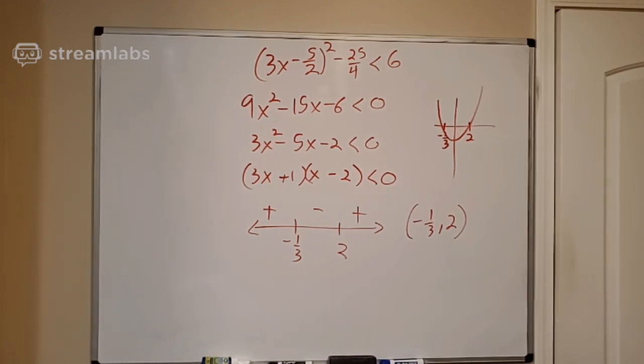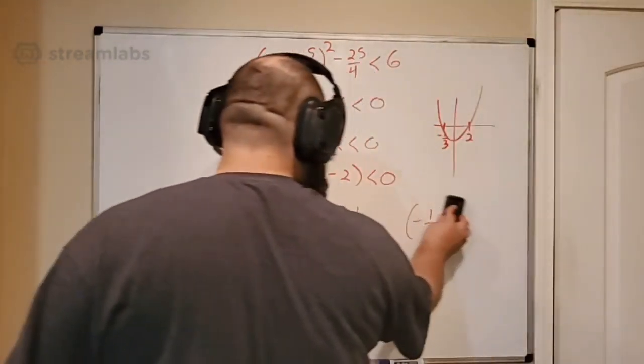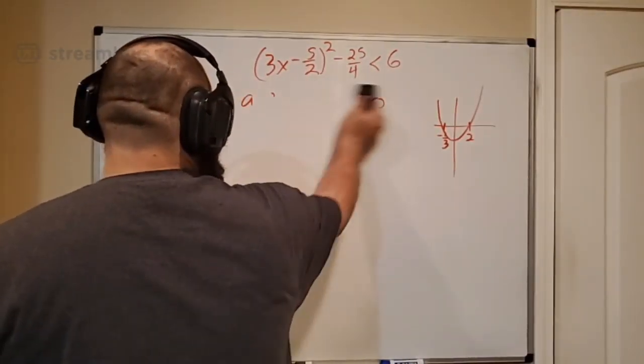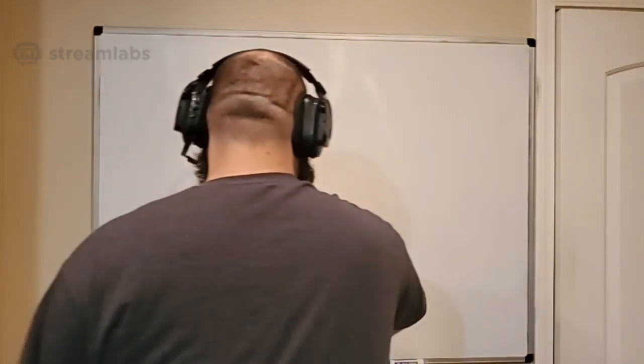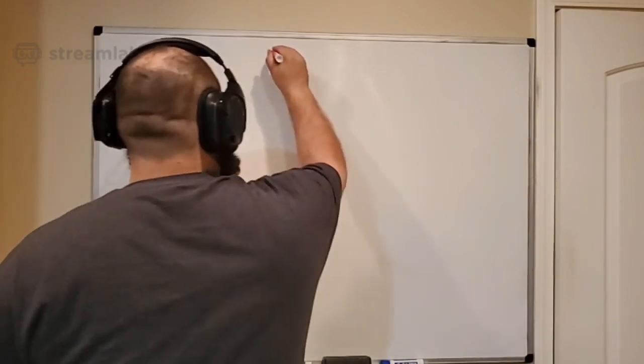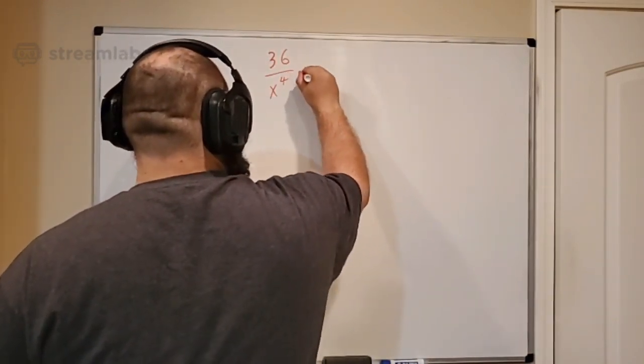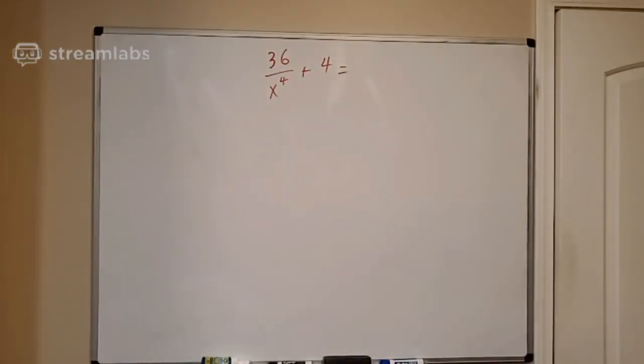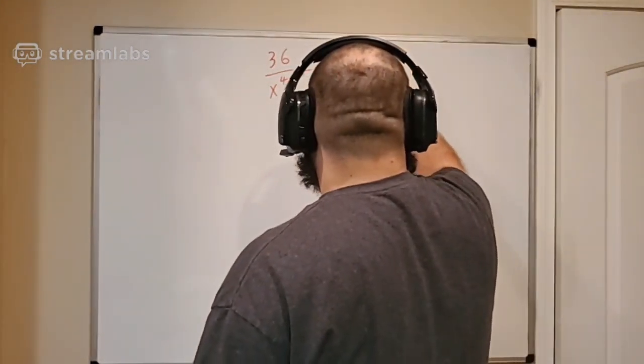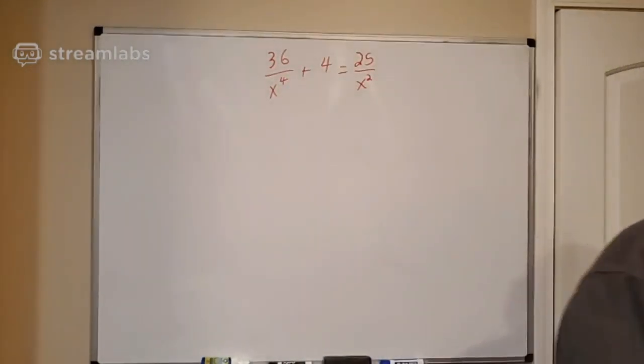Okay, number 3. Find the real roots of the equation: 36 over x to the 4th plus 4 equals, what's the right-hand side? 25 over x squared. Anybody have any ideas for the first thing I should do? Get x on top. Be a little more specific than get x on top.